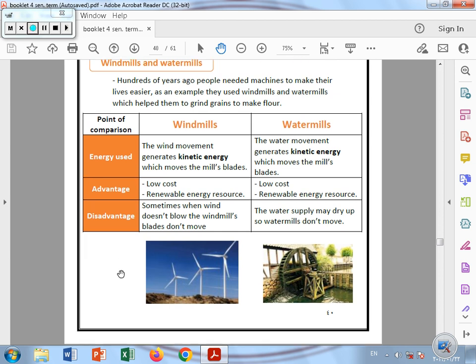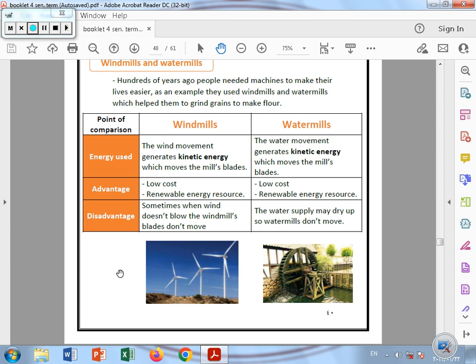When these blades are moved by the kinetic energy that comes from the wind, we can generate electricity, or we can catch this kinetic energy, then convert it into electric energy. Very good. What is the advantage of using the windmill? It's low cost because we do not pay for the wind, and it's a renewable resource of energy that cannot run out. And what are the disadvantages of using the windmills? Sometimes there is no wind blowing in the place, and the windmill's blades don't move, and this is a disadvantage.